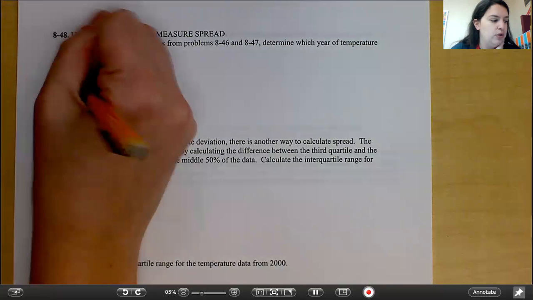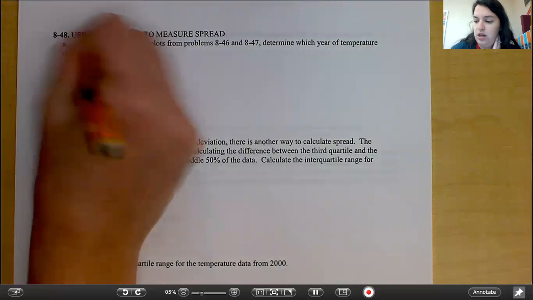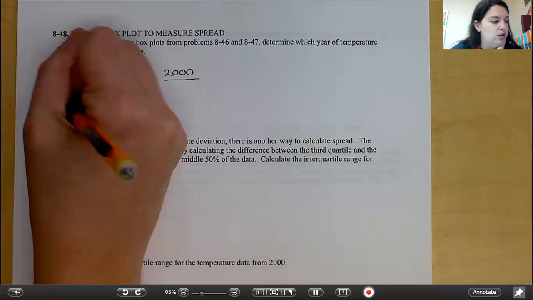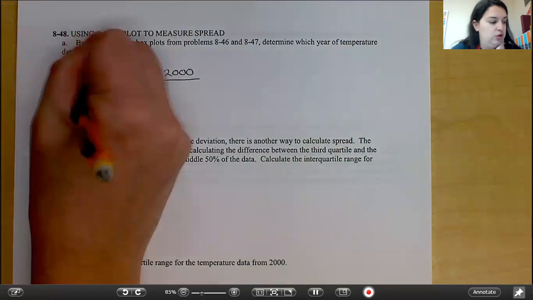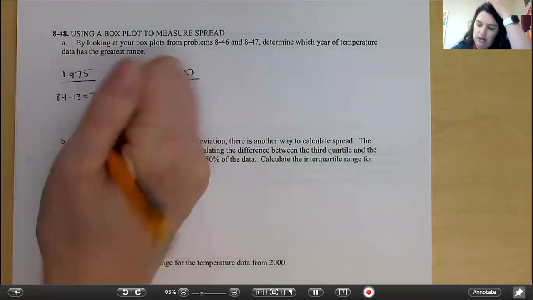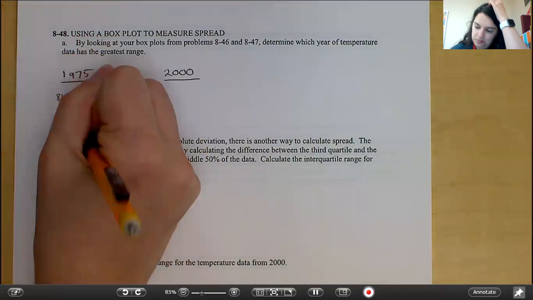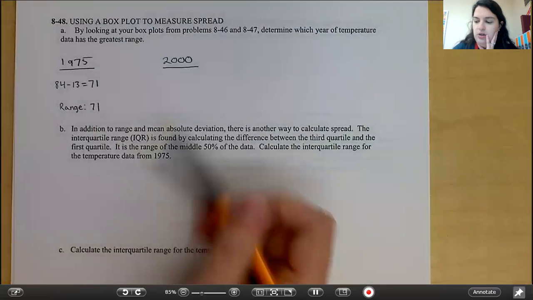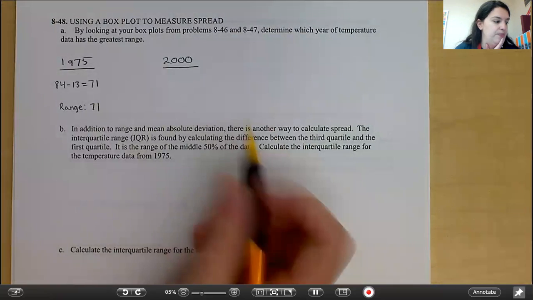So I'm just going to do 1975. And your responsibility is going to be to do year 2000. So 84 minus 13 gives you 71. So your range is 71. Your job is going to be to do 2000.